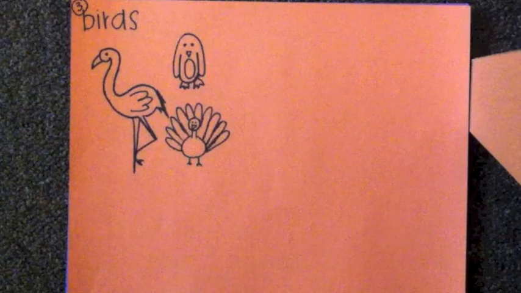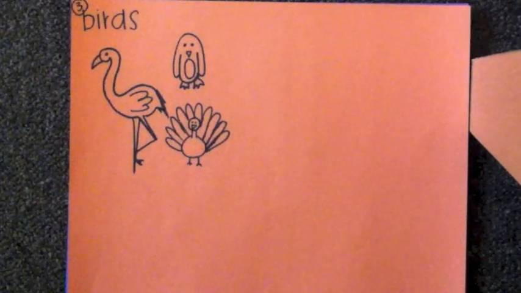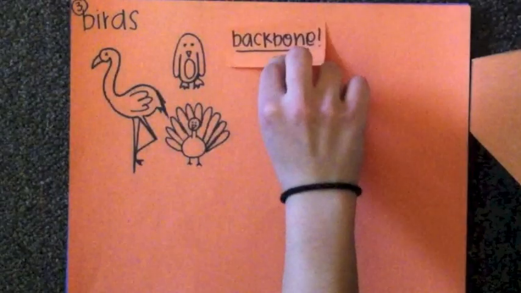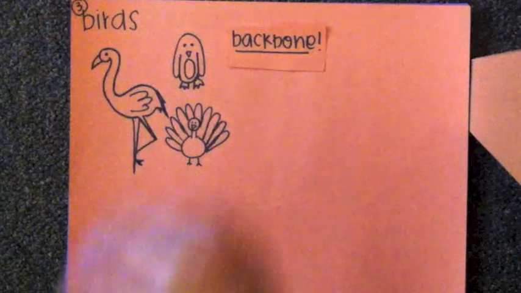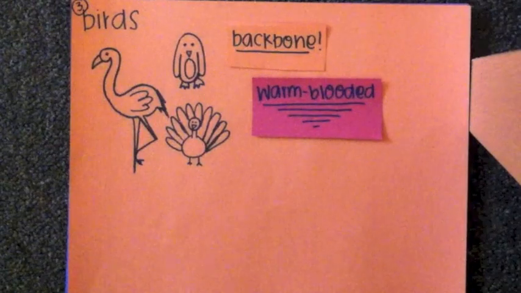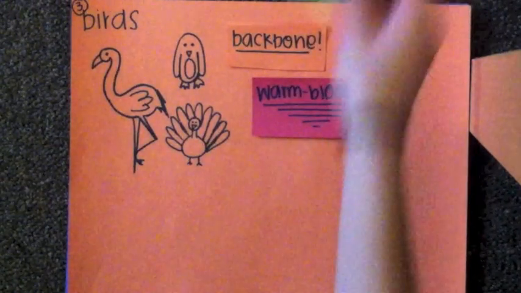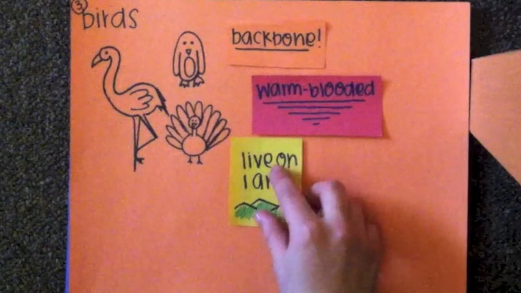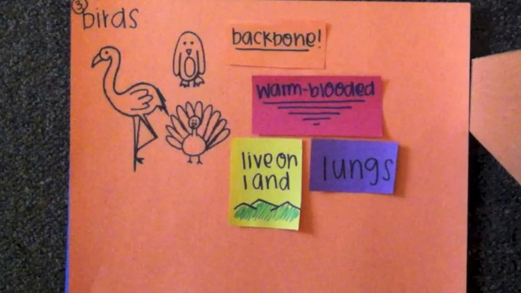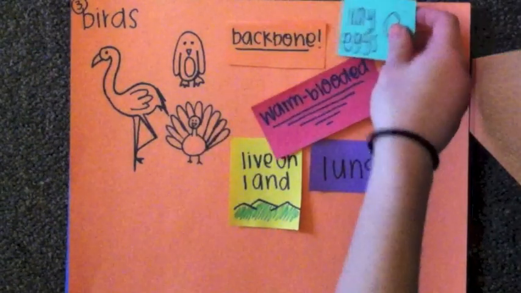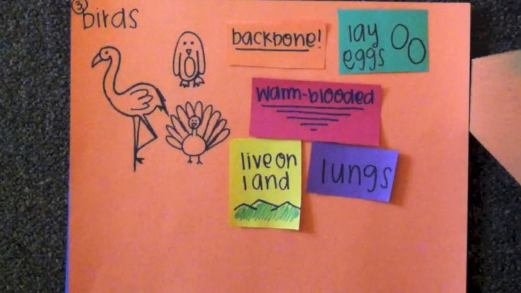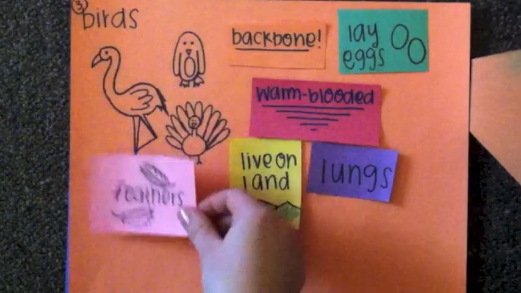Birds. Some examples of birds are flamingos, penguins, and peacocks. Birds have backbones, and they are warm-blooded, just like mammals. Birds live on land, so that means they have to breathe with lungs. We all know that birds lay eggs. And one last thing birds all share in common is they have feathers.